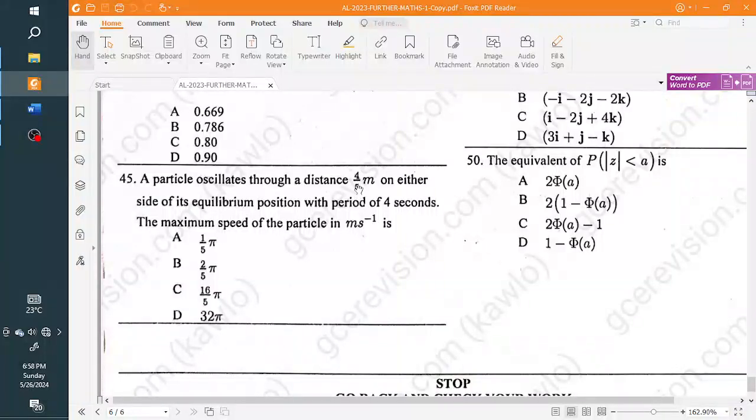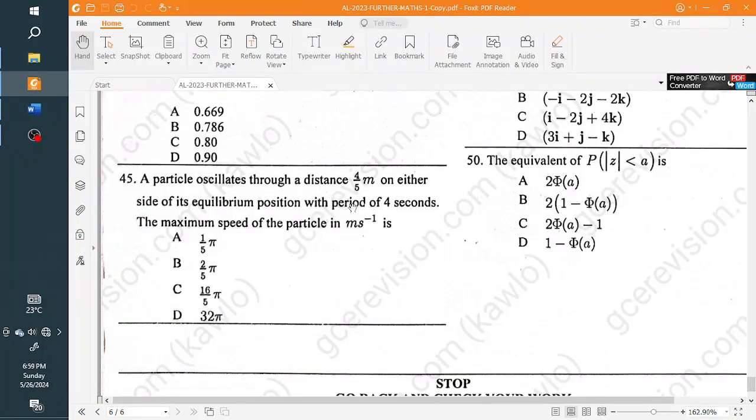means that this 4 over 5 is the amplitude, because you are oscillating between 4 over 5 on either side of the equilibrium position. Those of you who are doing physics, think about simple harmonic motion, a pendulum bob swinging. If you are swinging between 4 over 5 on the right and 4 over 5 on the left, it means that 4 over 5 is the maximum displacement you can ever attain. So 4 over 5 is your maximum displacement, which automatically becomes your amplitude.